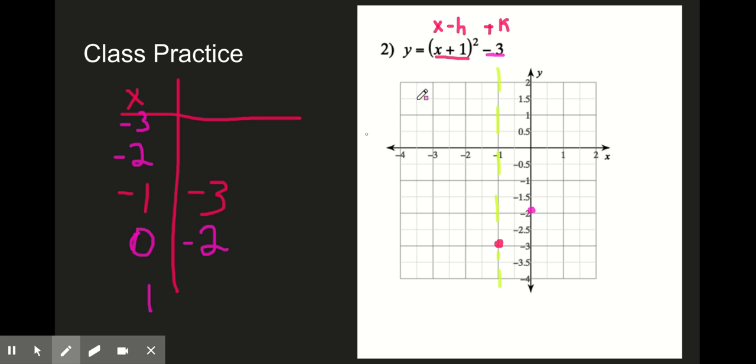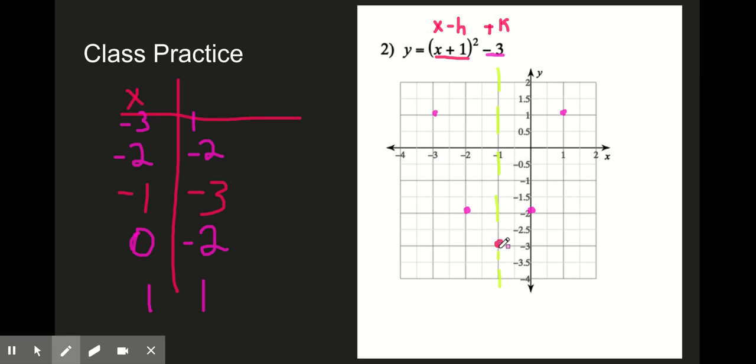All right, now let's do 1. 1 plus 1 is 2. 2 squared is 4. 4 minus 3 is 1. So 1, 1. Right. -2 is going to be a mirror of this one. It has to be. And -3 is going to be a mirror of the other one. It has to be. So -2, -2, and -3, 1.